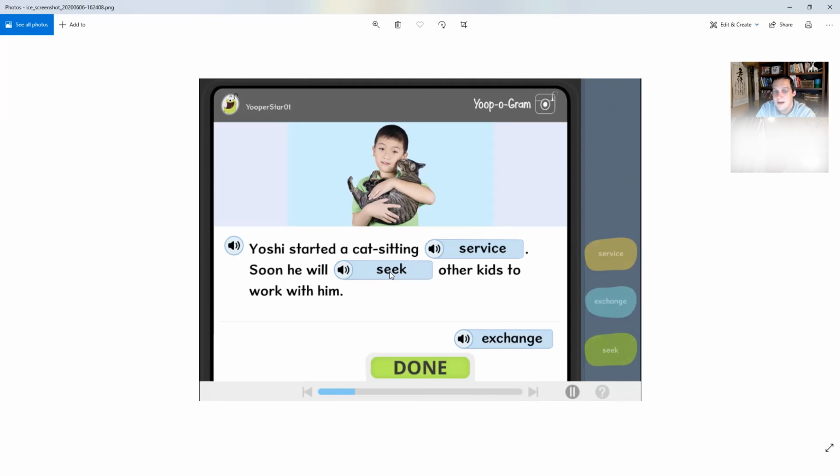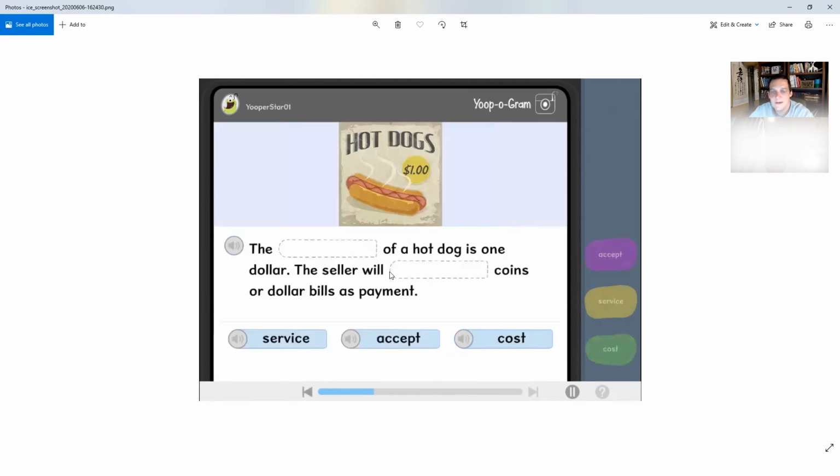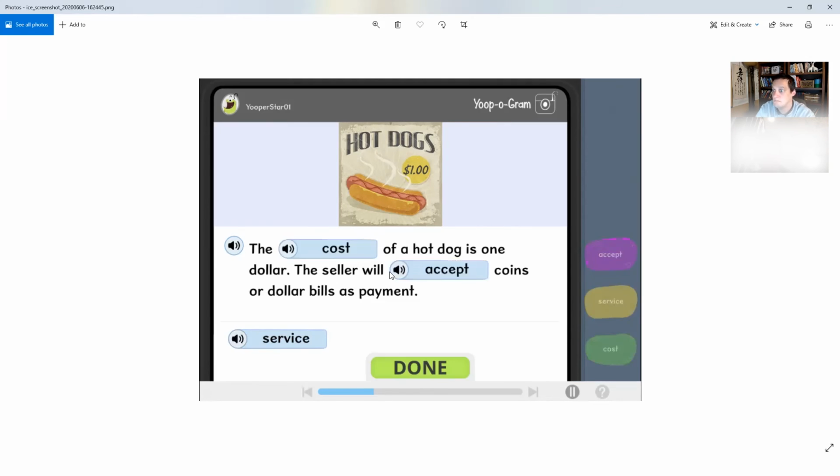I'll pay you $1 to help me watch this cat. Yeah. Hot dogs. Hot dog. The cost of a hot dog is $1. The seller will accept coins or dollar bills as the payment. Yeah. The cost of a hot dog is $1.